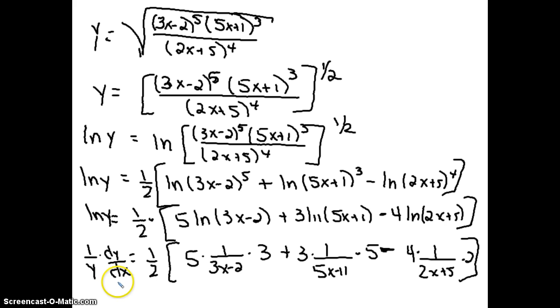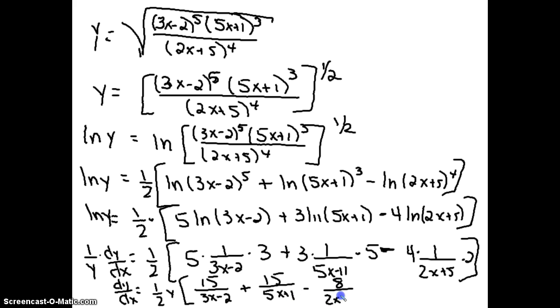No need to simplify. So let me see if I can squeeze in the answer. dy/dx equals 1/2 y times 15 over (3x minus 2) plus 15 over (5x plus 1) minus 8 over (2x plus 5). Done. No need to get a common denominator. No need to sub back in y. We've differentiated. If we needed to use this to find anything else, we would have it.